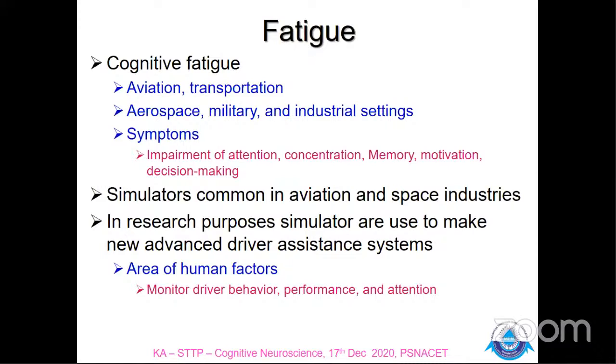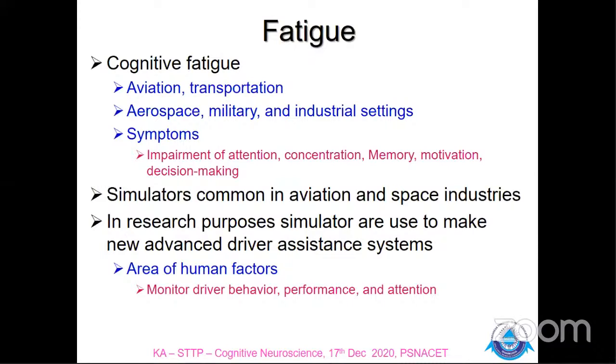They can manage it. So nowadays, in the aviation and space industry, they are using simulators. They are not putting a real human in the fighter pilot seat. They create a simulator scenario, and they can check what happens when the person is fatigued or tired.